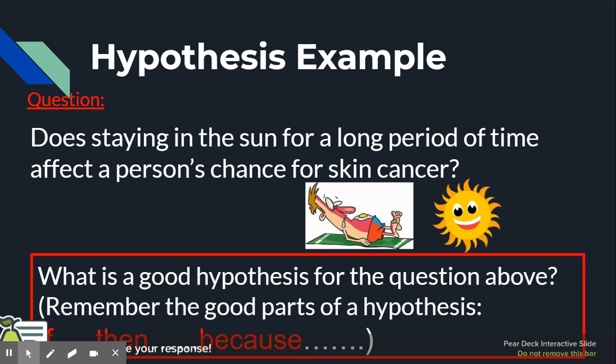All right, so my question here, does staying in the sun for a long period of time affect a person's chance for skin cancer? Right, so another opportunity for you to pause and think about what a good hypothesis might look like. Again, use your if, then, and because parts of a hypothesis, and then it'll help you out a lot. So if, what's going to be changed, then the prediction, and the because, the explanation. Right, so pause right now, and then when you come back, when you hit play, I will go over a good example for this question of a good hypothesis.